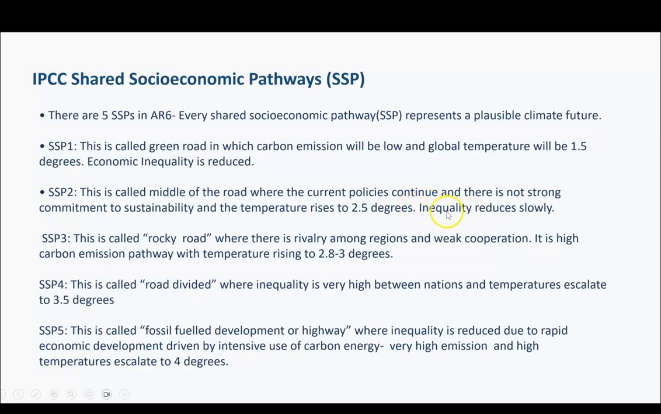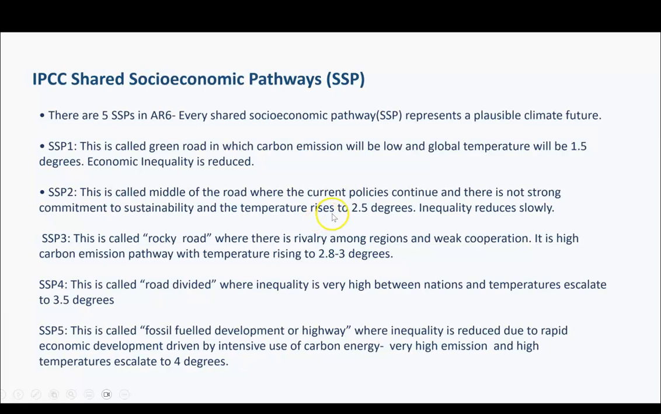Inequality among countries of the world is reducing. Economic inequality is actually reducing, but at a very, very slow rate. So it is like business as usual. SSP2 is business as usual. Let me add, ladies and gentlemen, that SSP2 is like your baseline. If you want to compare the impact, we're going to see that later on. It's very interesting. You're going to see later on in this module. So business as usual continues.